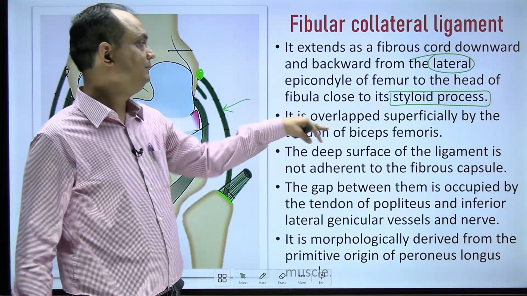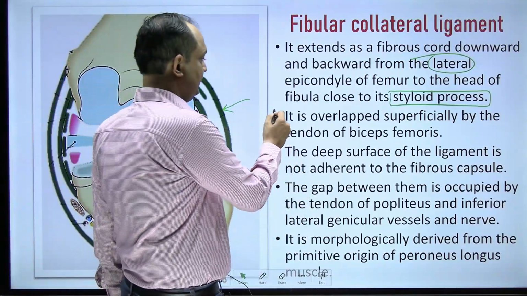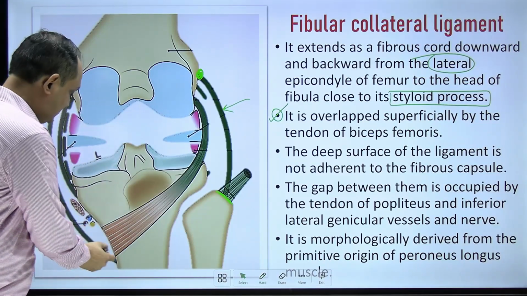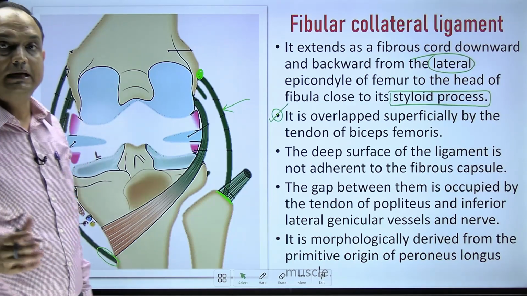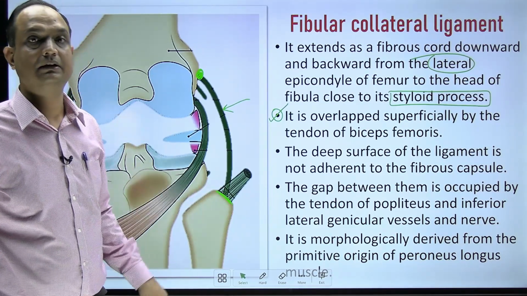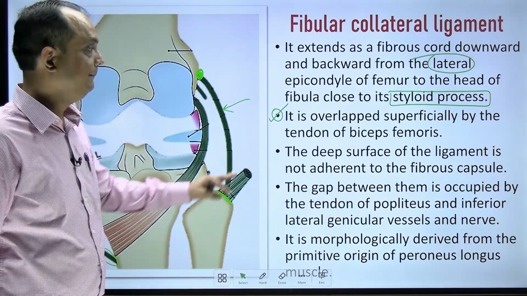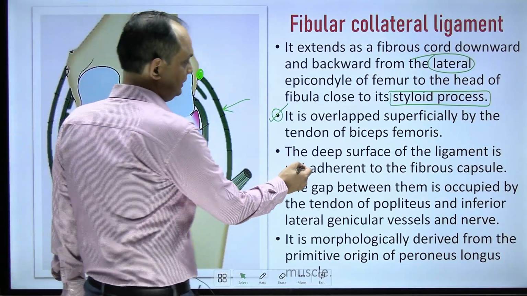Now, it is overlapped superficially by the tendon of biceps femoris. So, this is again an important thing to understand. On the medial side, we have seen that this lower end of the superficial part is overlaid by the 3 tendons, but here on the lateral side, this lower end of the fibular collateral is overlaid by the biceps femoris. The deepest surface of the ligament is not adherent.